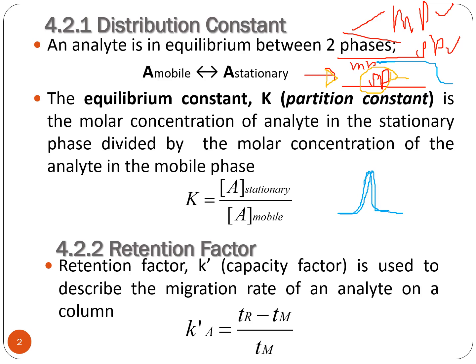And form this big peak. Then after that, the yellow component is the one being eluted. Okay, so this peak we call a chromatogram.